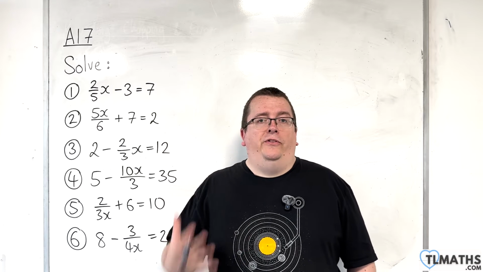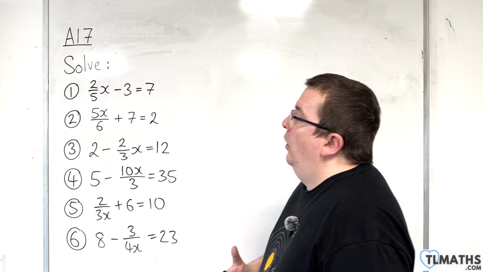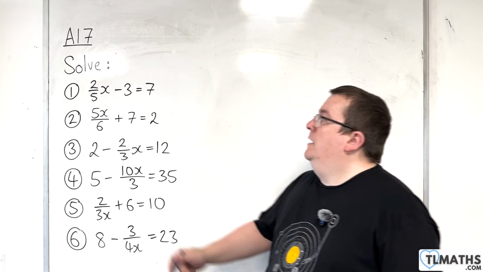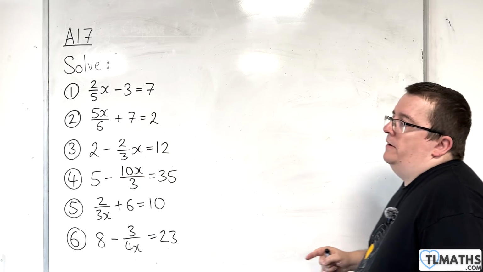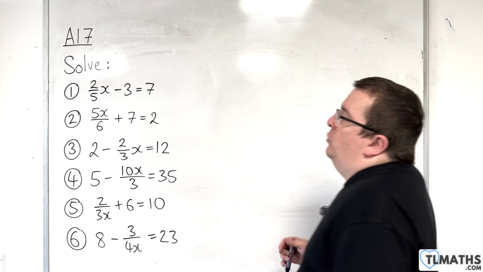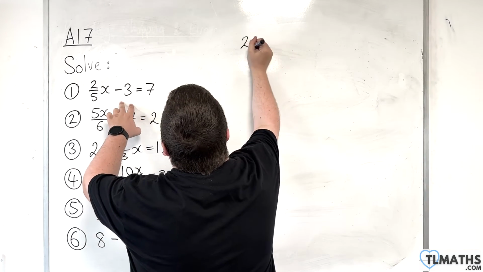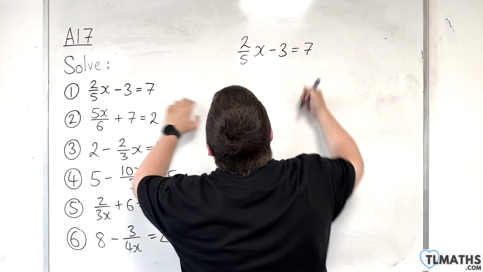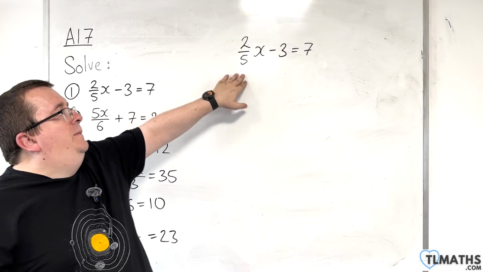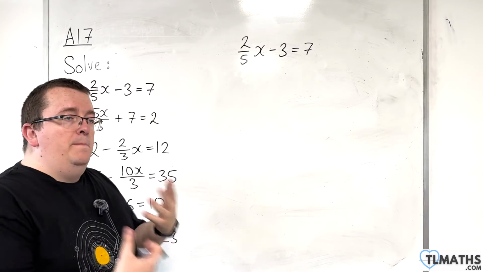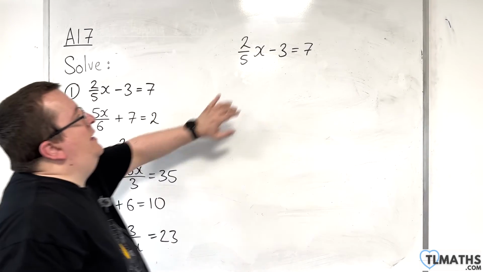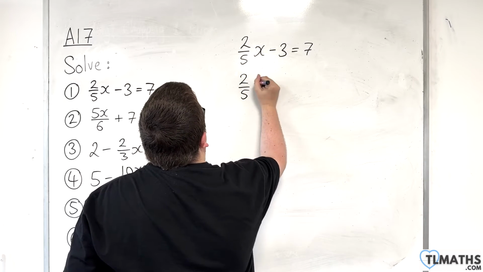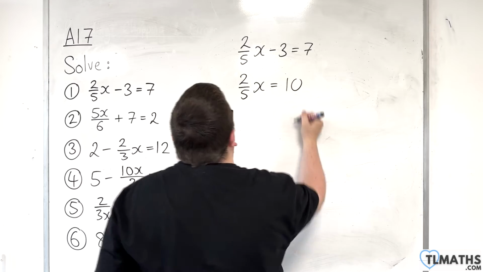So in this video, I wanted to go through more examples of solving equations with the techniques that we currently have, but with some fraction multipliers for the x. So with our first one here, we have 2/5 x take away 3 is equal to 7. So we have 2/5 times x, and we've got take away 3. So using our BIDMAS or BODMAS backwards, let's add 3 to both sides first. So 2/5 x is equal to 10.